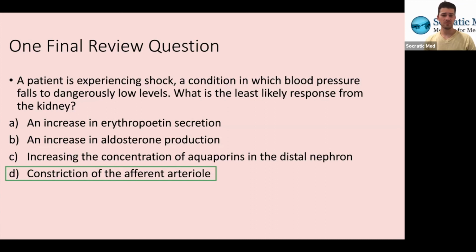So an increase in erythropoietin secretion, I wouldn't consider it the least likely response, because if we have low blood pressure, then we're not going to have good oxygen levels. Low blood pressure usually indicates hypoxia. So there's probably a pretty good chance that erythropoietin is going to be synthesized.